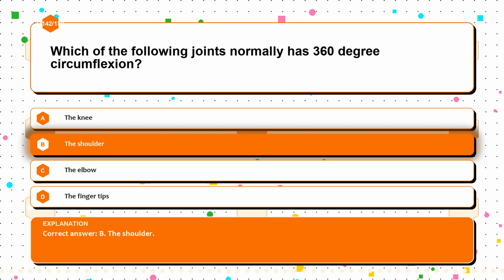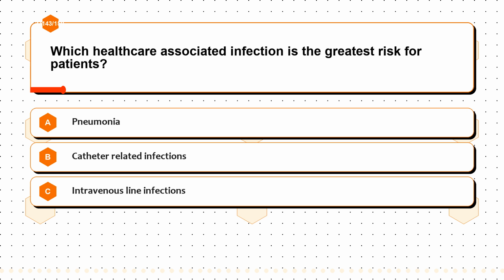Question 143. Which healthcare-associated infection is the greatest risk for patients? Here are the options. Option A. Pneumonia. Option B. Catheter-related infections. Option C. Intravenous line infections.